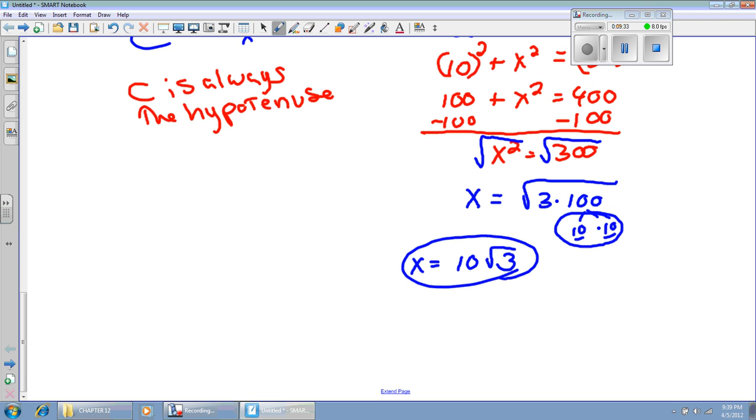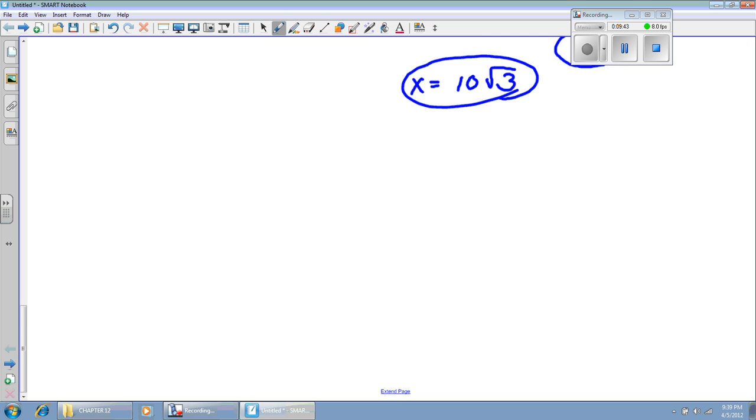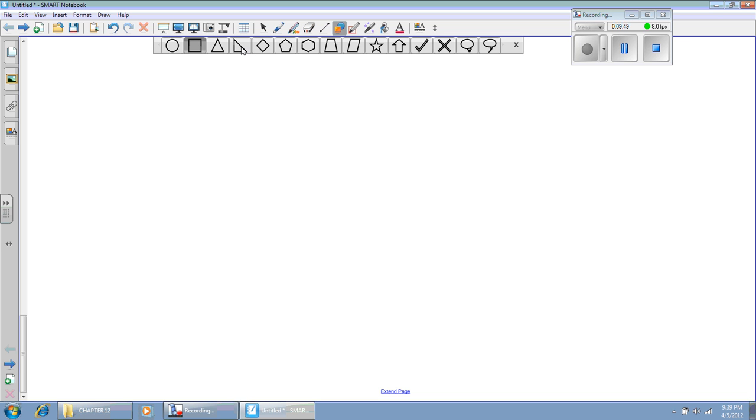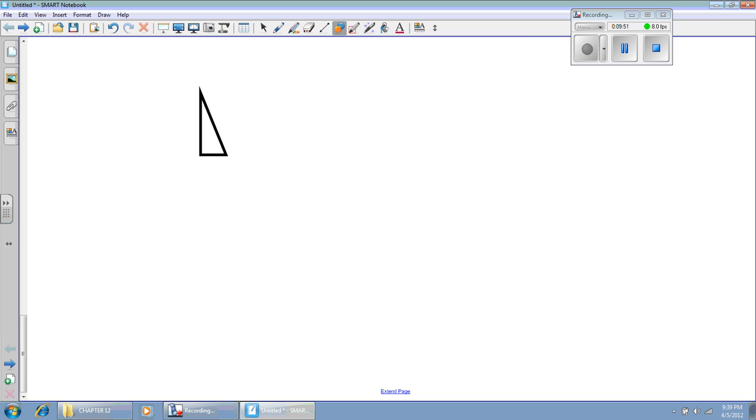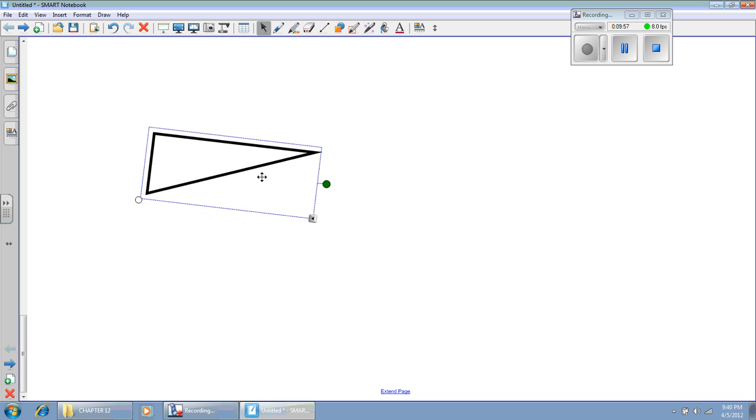And there you go. All right, now if I need a decimal approximation because I want to know about how long, then I'll use my calculator to do 10 times the square root of 3. All right, let's try another one. Let's look at one. Where's my right triangles? Okay, like this. And let me change the orientation of it.